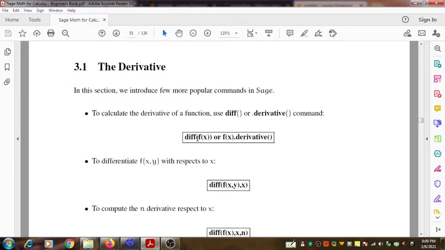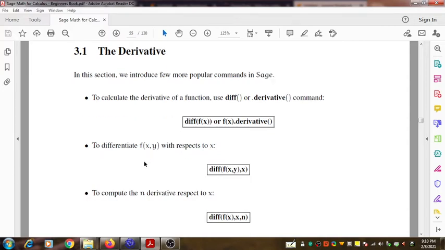This is the way we can write an expression for finding the derivative: using diff in brackets f(x), you can use diff(f(x)) or f(x).derivative. By using derivative, you write the function f(x) first, and then a dot is used to connect it with the derivative command.